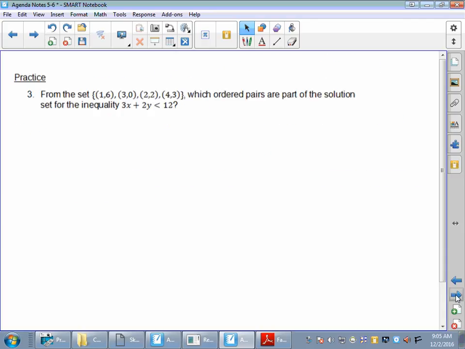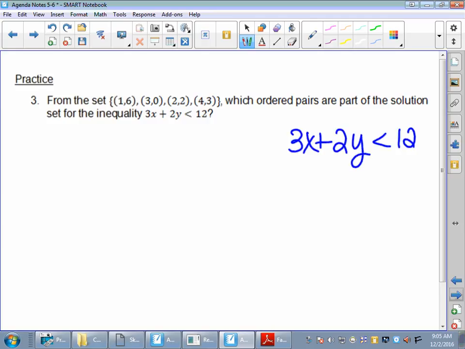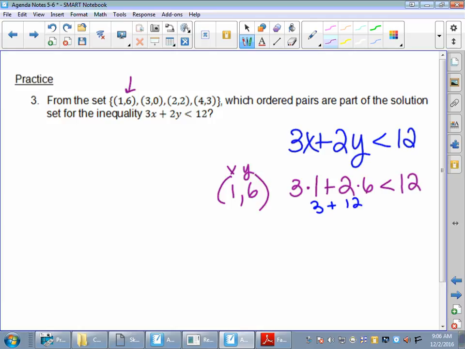So from that set, (1, 6), (3, 0), (2, 2), (4, 3), which ordered pairs are part of the solution set for that inequality? So I've got 3x plus 2y is less than 12. So I'm going to test out this point, (1, 6). So this is my x and this is my y. So 3 times 1 plus 2 times 6 is less than 12. Do a little math. 3 plus 12 is less than 12. That's not true, right? That's big old false. So (1, 6) is junk.